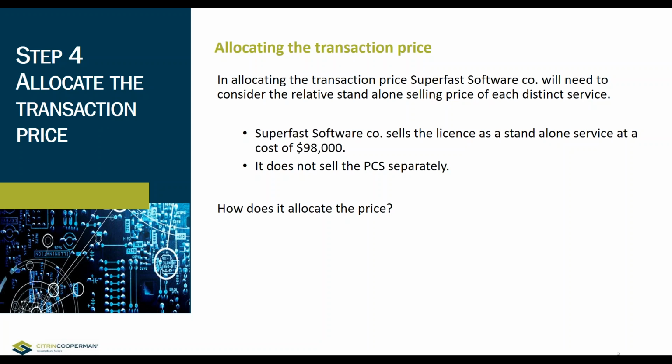In allocating the transaction price, Simple Software Co. will need to consider the relative standalone selling price of each distinct service. Simple Software Co. sells a license as a standalone service at a cost of $98,000, but it does not sell the PCS separately. How does it allocate the price?